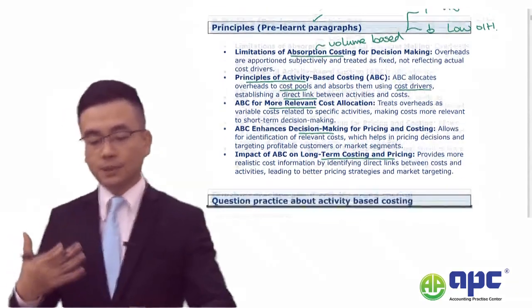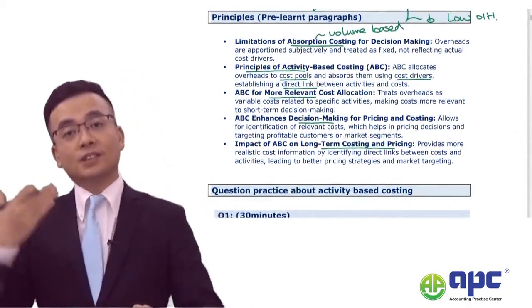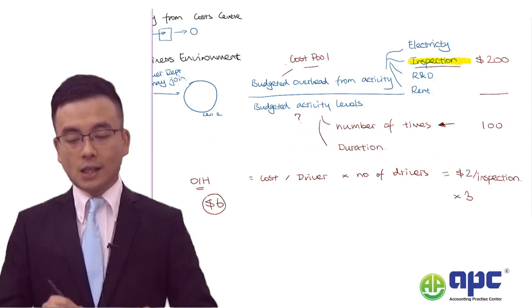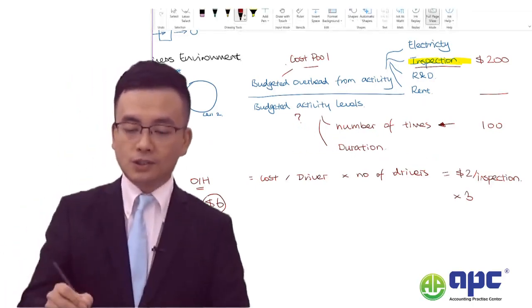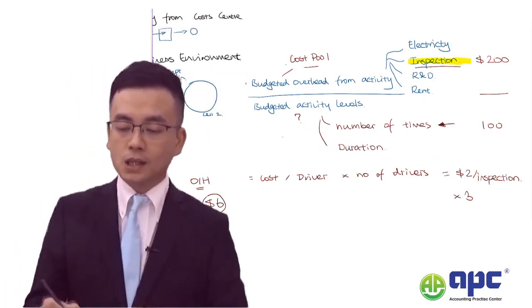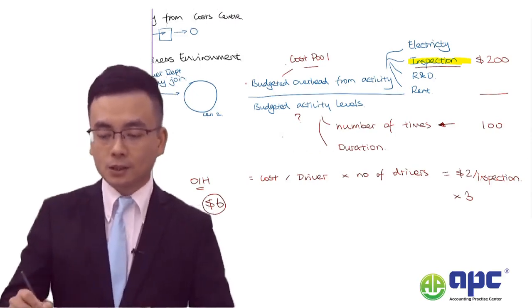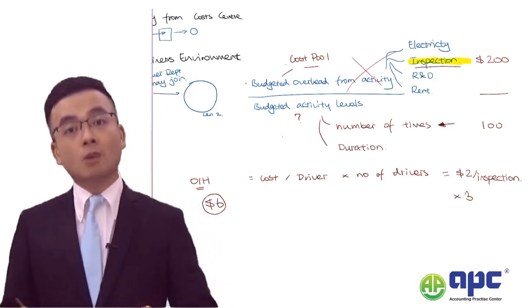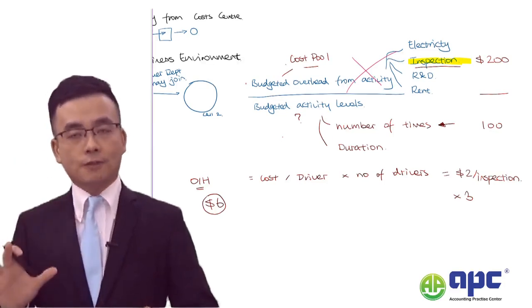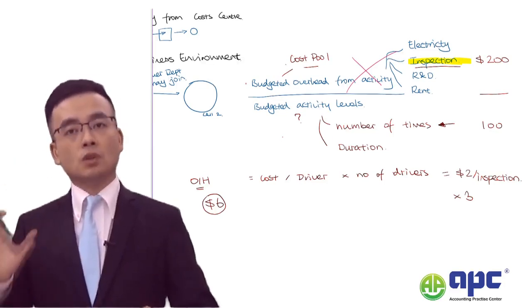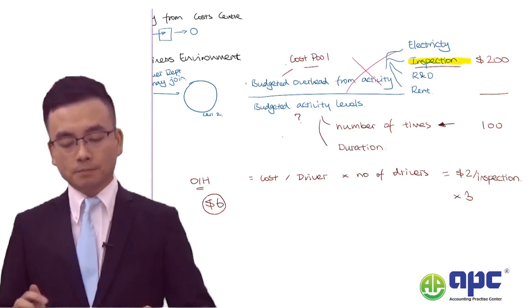So these are sort of principles. However, the downside of that is if you cannot do the step 1 correctly, which means if you're estimating the budgeted overhead from activity in the wrong way, everything that you've done would not be okay.